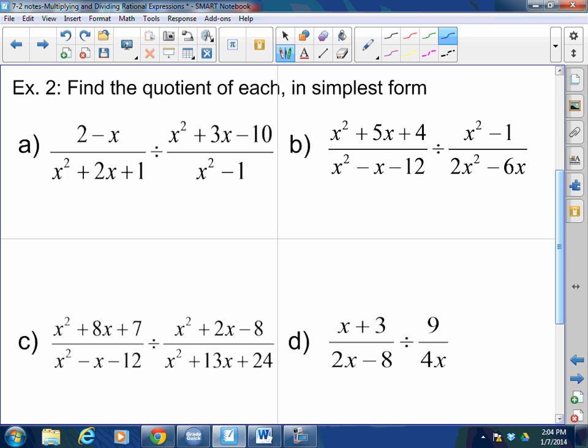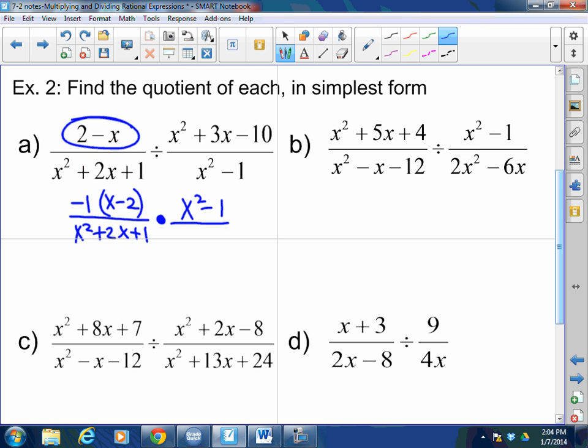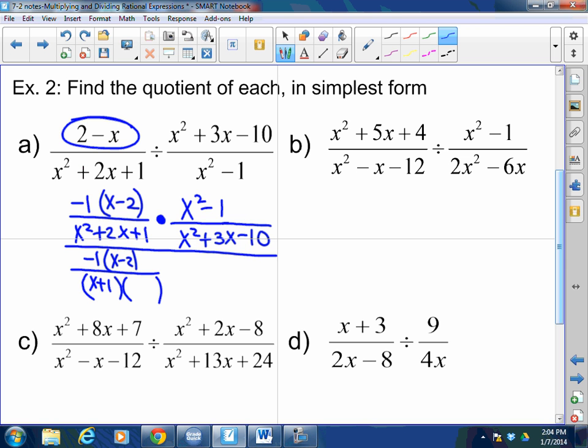First thing I'm going to do: does Mr. Morrow like having negative x's? So I'm going to factor that out. So I have x minus 2 over x squared plus 2x plus 1. Stay, change, flip. Now it just becomes a multiplication, so do it the same exact way you did before. So I have a negative 1 times x minus 2 over x plus 1 times x plus 1.